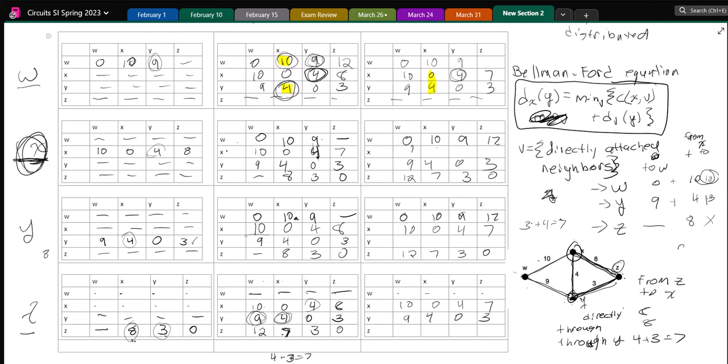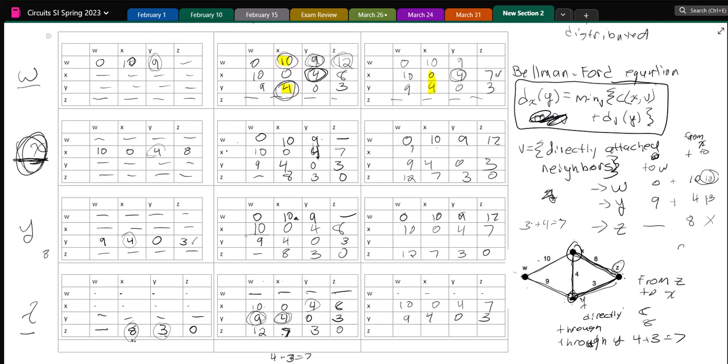Okay, now to get to z. We can't go directly to z, so that's not even an option. What about to go through x? How much does it cost to get to z from x? It costs 7. How much did it cost us to get to x? It cost us 12 to get to z, so that's a total of 19. So that's not less than what we currently have.